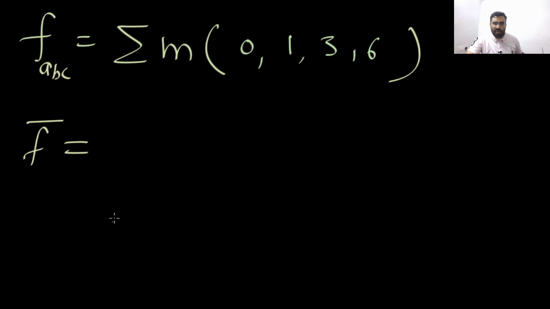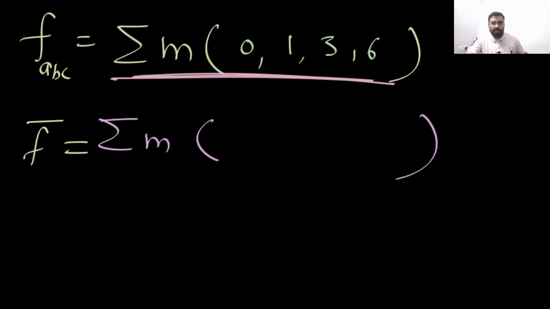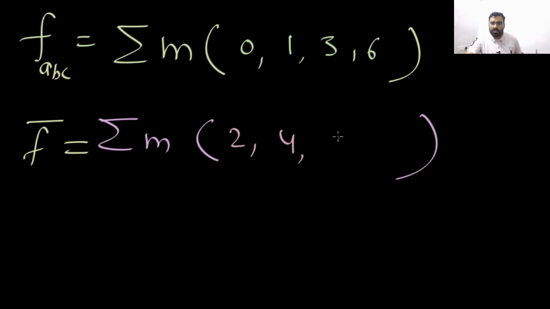For example, let's assume your function is a 3 variable function abc, with minterms 0 1 3 6. Then what will be f complement? Tell me, what will be f complement? Because here your function is 1 for 0 1 3 6, your f complement will be 1 for the remaining minterms: 2 4 5 7. This will be your f complement.